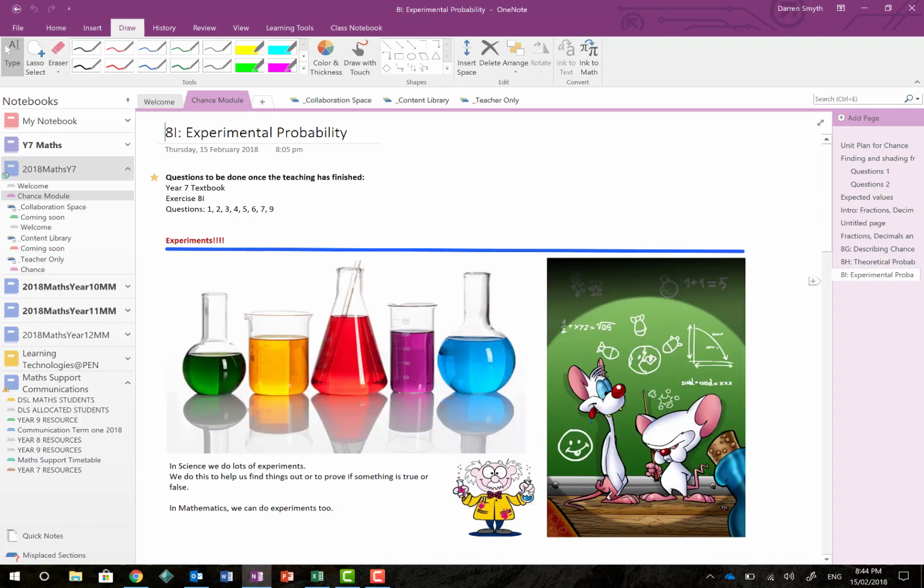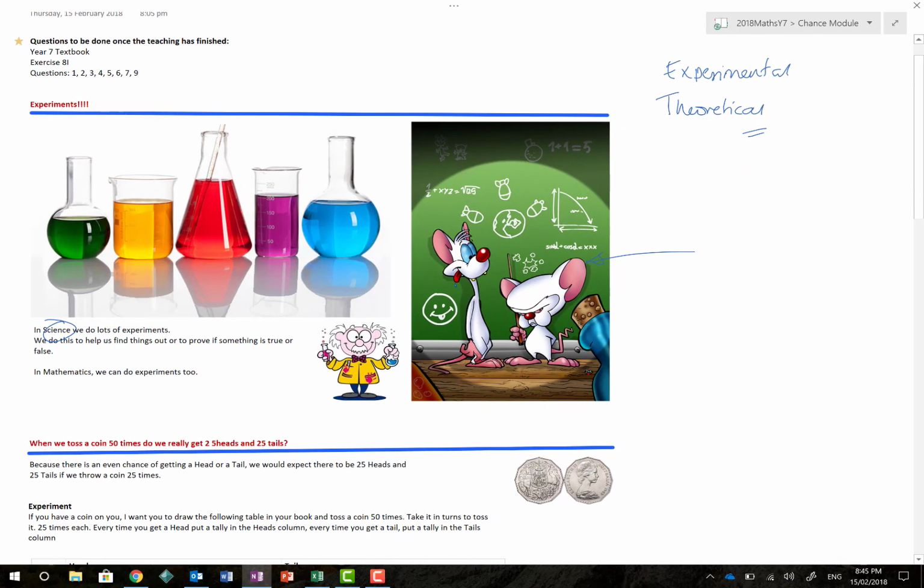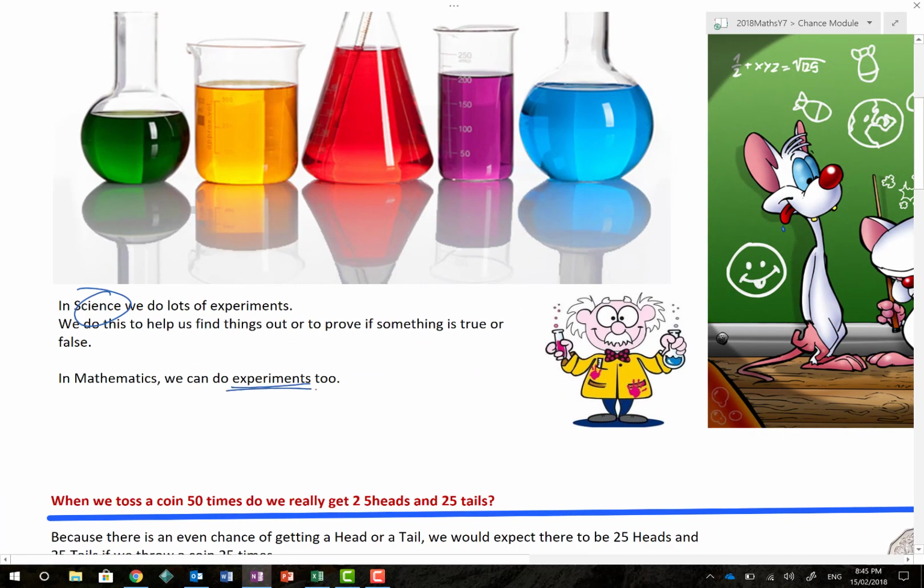If you finish that, I want you to move on to this idea called experimental probability. Well, hold on a moment. What's the difference between experimental and theoretical probability? Well, let me think. Here are my favourite characters, Pinky and the Brain. They were always doing mad experiments. The Brain was always going to try and take over the world and had some crazy experiments. The reason he did experiments was to test things out, see what was true. And that's basically what we do in science. In your science lessons, as you get more into year 7 and year 8, you'll start doing experiments to test things. You'll try and work out whether something is true or false. And that's very much what we do in mathematics as well. And as I say here, we do experiments too.